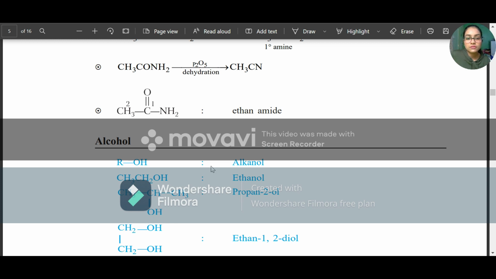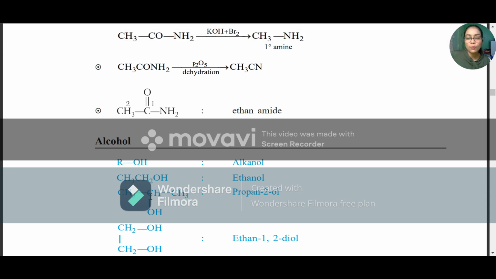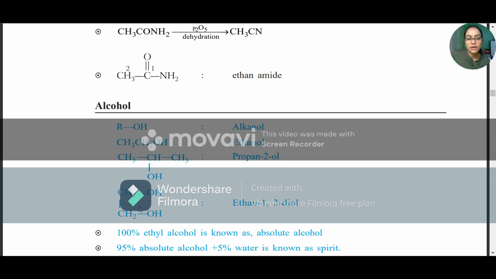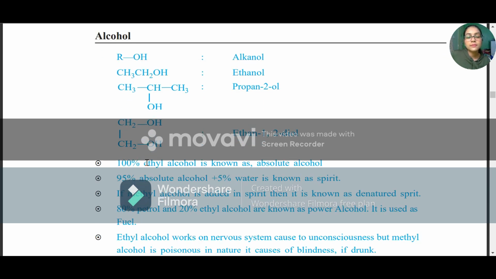Next is alcohol. So ROH, that is alkanol. This is ethanol. This is propan-2-ol because OH is present in the second position. This is ethane-1,2-diol.